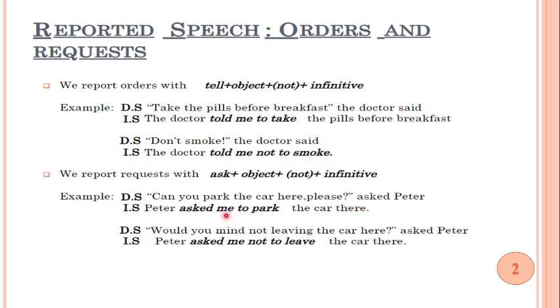There are some changes here. The first one is ask me. It's ask Peter, no, ask me. The next one is park the car, changed into to infinitive, to park the car, and after that here changes into there. Another example is the direct speech: would you mind not leaving the car here, changed into Peter asked me not to leave the car there. Even though this is a gerund, not leaving, it still changes into to infinitive, and here is still changed into there.